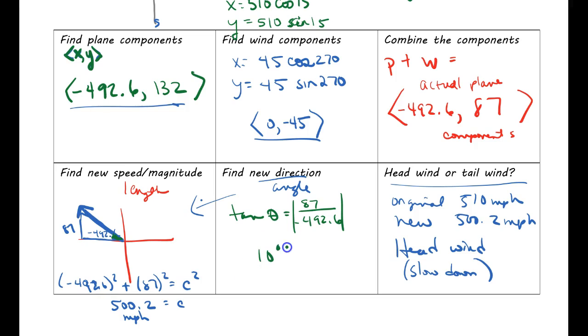Now that 10 degrees, that's not the final answer, because if I just said, hey guys, the plane's going 10 degrees, you would be like, 10 degrees what? So we need north, south, east, west stuff. So let's look at our picture. It is 10 degrees north of west because it's up from the west axis. Okay, so that's how we would answer it.